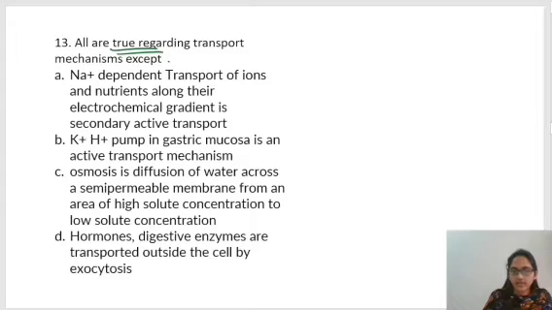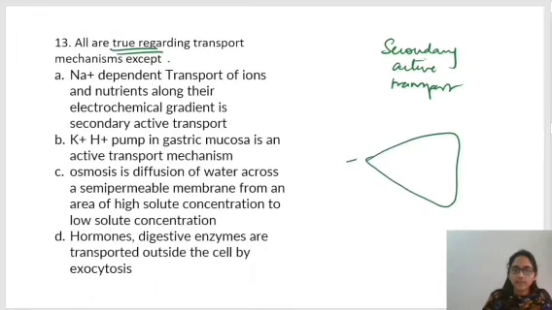Sodium dependent transport of ions and nutrients along their electrochemical gradient is secondary active transport. So what do we know about secondary active transport? Secondary active transport indirectly utilizes ATP. Primary active transport directly utilizes ATP. Let me tell you about the sodium glucose transporter, which is present on the apical side.